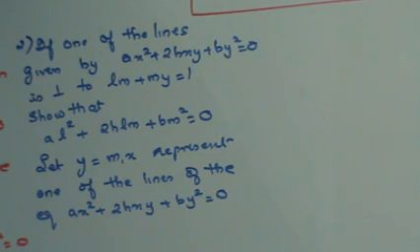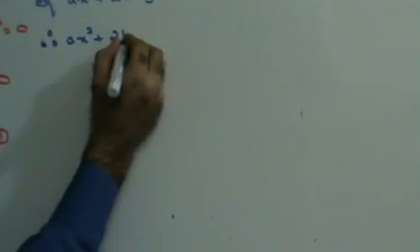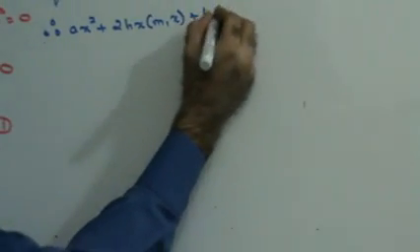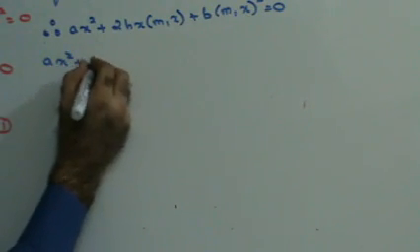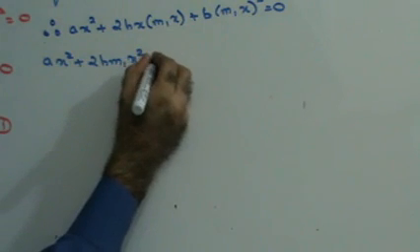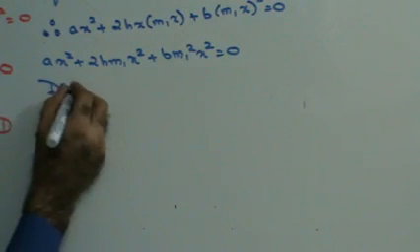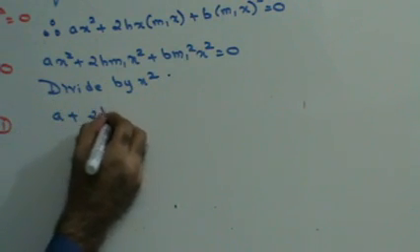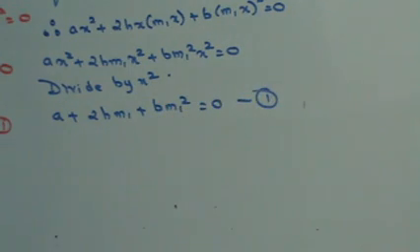That means I should be able to substitute the value of y as m1 x in the equation. So therefore I can say that ax square plus 2hx times m1 x plus b m1 x the whole square is 0. So you will get ax square plus 2h m1 x square plus b m1 square x square is 0. Divide by x square. If I divide by x square, I will get a plus 2h m1 plus b m1 square is 0. Let's call this equation 1.